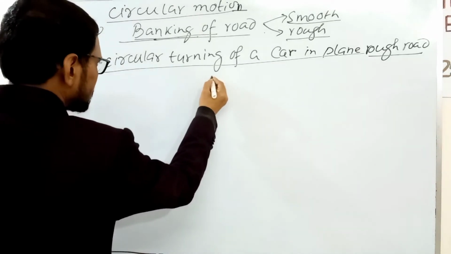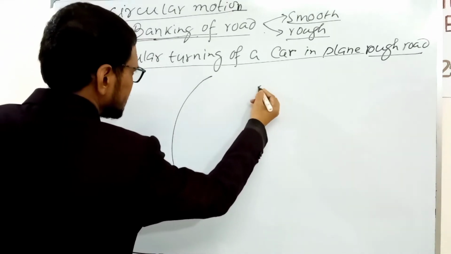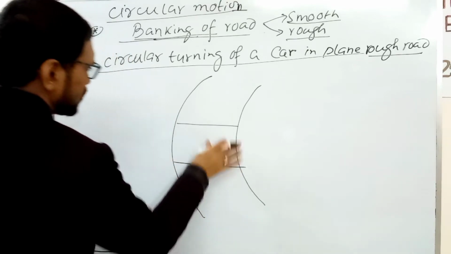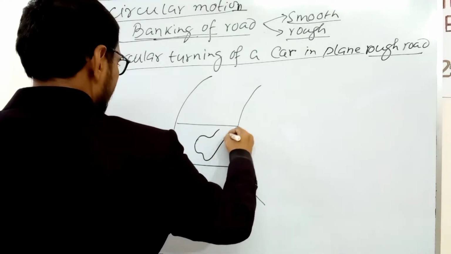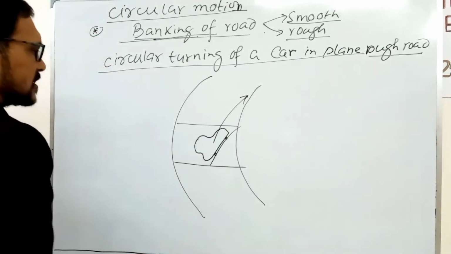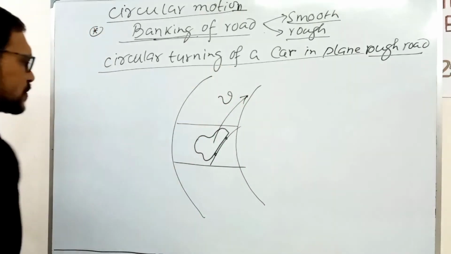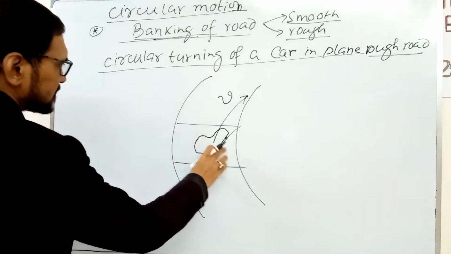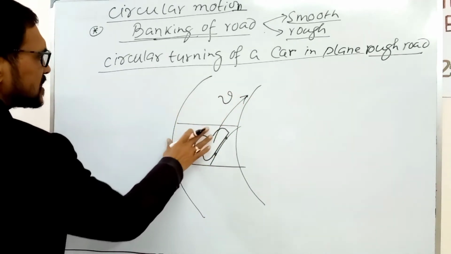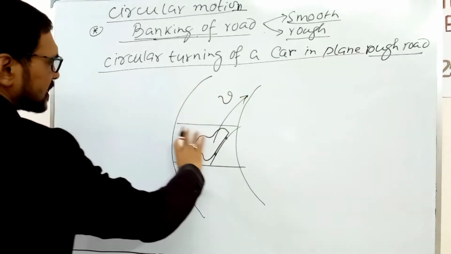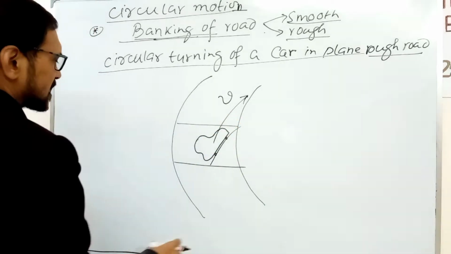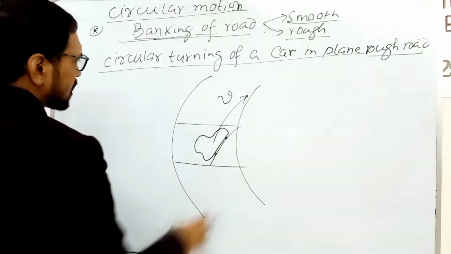Suppose this is a plain road, not inclined. Now suppose a car moves in this plain road with velocity v. Suppose this car turns in a circular plain track. This is not inclined, this is plain, but the car is in a circular path. So when this car turns about the circular track, there is a maximum safe speed to turn in the circular track.